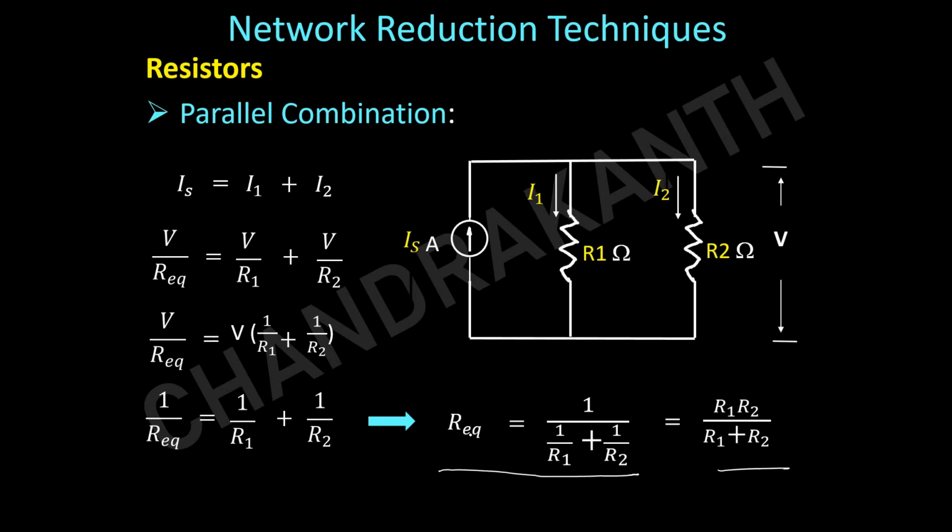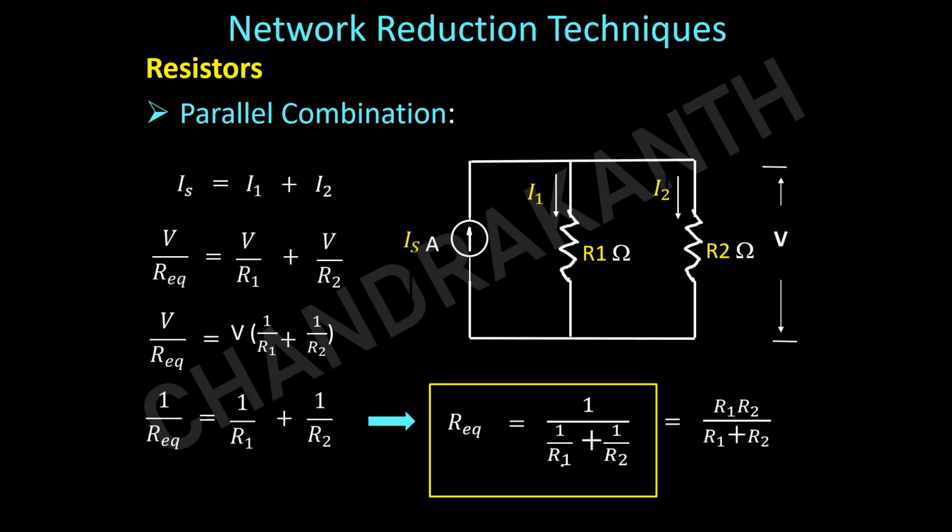This formula can hold good for any number of resistors that are connected. But if you use this formula for more than 2 resistors, like for 3 resistors, if you use R1 R2 R3 by R1 plus R2 plus R3, then that becomes wrong. So try to follow the expression carefully. If only 2 resistors are connected, then you can comfortably use this formula, R1 R2 by R1 plus R2.